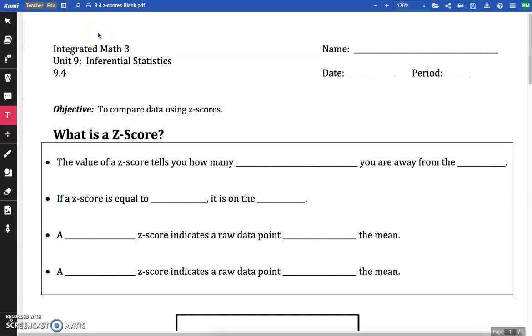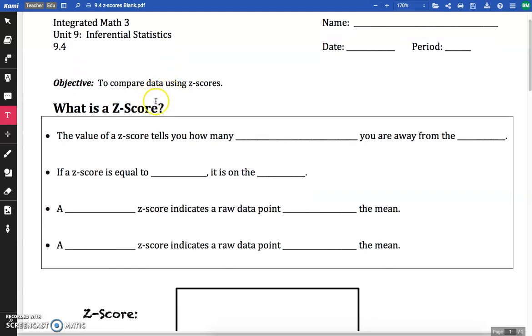Hi guys, today we're doing 9.4, looking at z-scores. We're going to use z-scores and standard deviations a little bit more in the next lessons. We're just kind of introducing them here. But let's talk about what a z-score is, fill in some blanks here, and then look at how to calculate it.